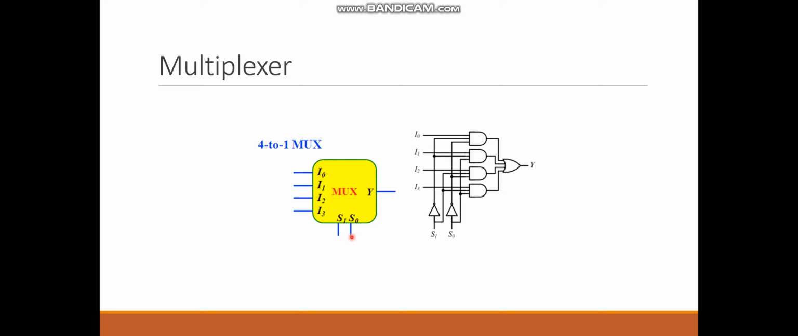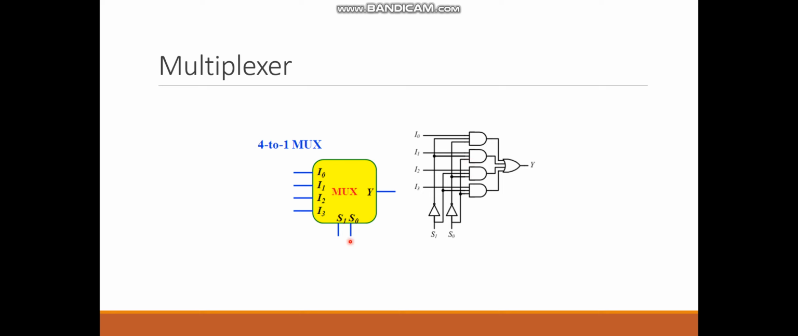But if S0 is 1 and S1 is 0, this one must be activated, because this is going to be 1 in decimal and we need I1 to go to the output. So S0 is 1, so this one is connected to the AND gate. But S1 is 0, that means this side must be connected to the AND gate in order to make the AND gate active and to pass I1 to the output.